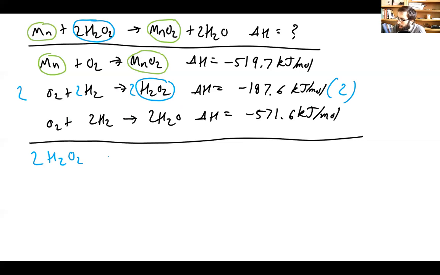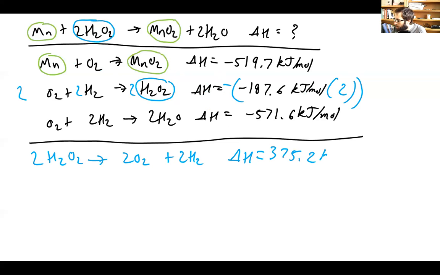But now I'm also flipping it, and so that's going to get me 2H2O2 goes to 2O2 plus 2H2. And I'm flipping it, so that's going to make this whole thing negative. When you flip an equation, it makes an exothermic into an endothermic, and an endothermic into an exothermic. So 176 times 2, then flipping that to be positive, that's going to get me 375.2 kilojoules per mole.